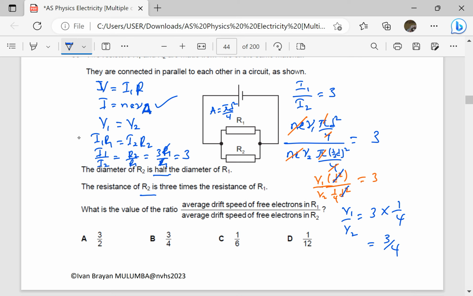Therefore, now I know people will just multiply the other side by 4. But it's 1 over 4. So we multiply this side by 1 over 4, the other side by 1 over 4. That's how it cancels here. So it becomes 3 over 4. So our answer is going to be B.